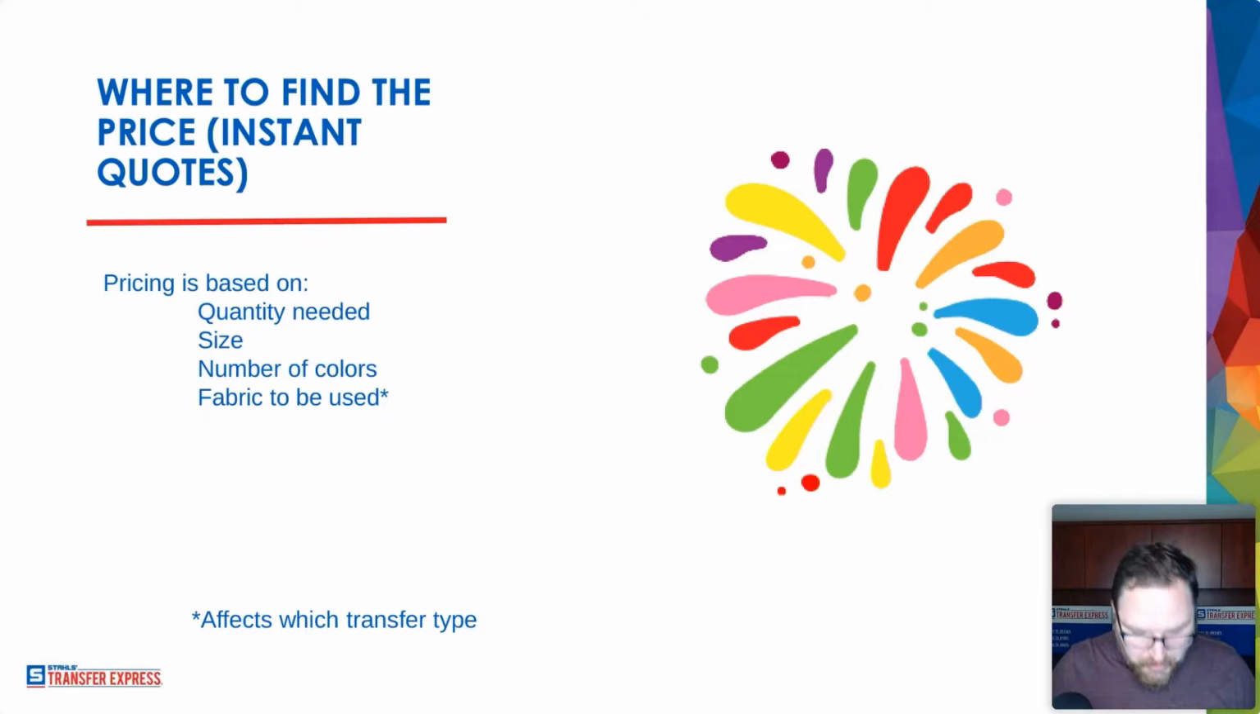So we're going to talk about the size of the design. We're going to talk about the number of colors used. As we talk about, the bread and butter here at Transfer Express are screen printed plastisol transfers. That's the same exact type of inks that you see traditionally printed right onto the t-shirt.